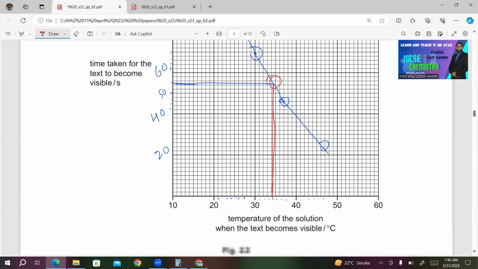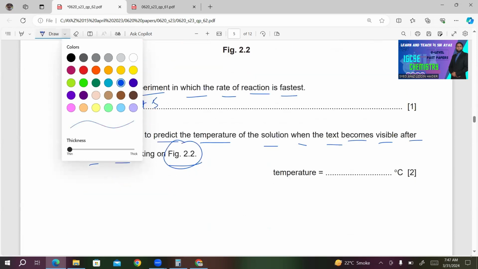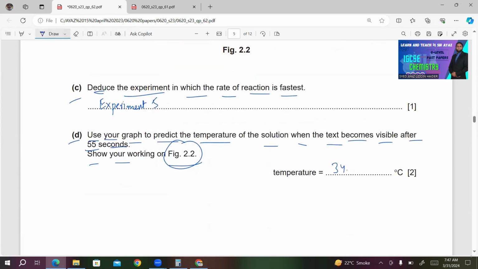Value of temperature. It must be 31, 2, 3, 4. 34.5. So right here, 34.5.